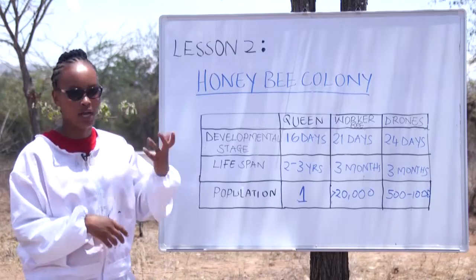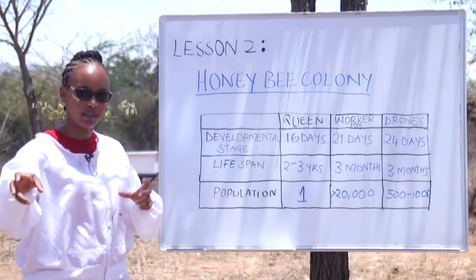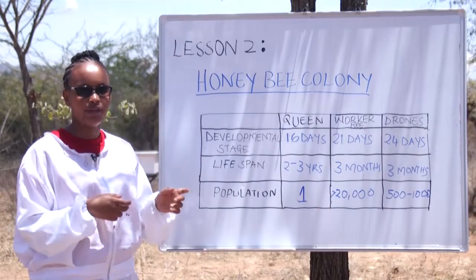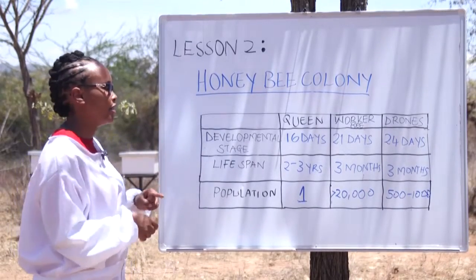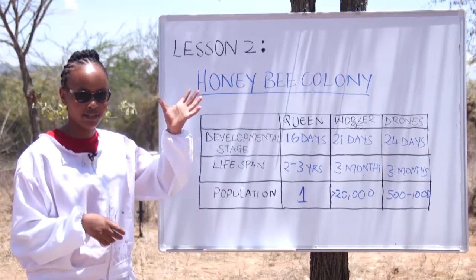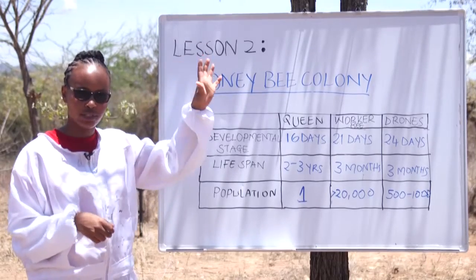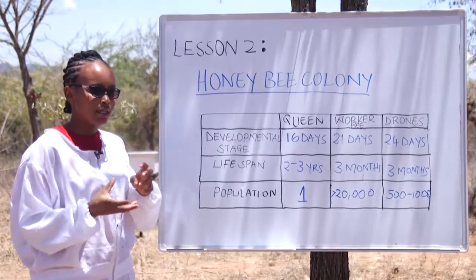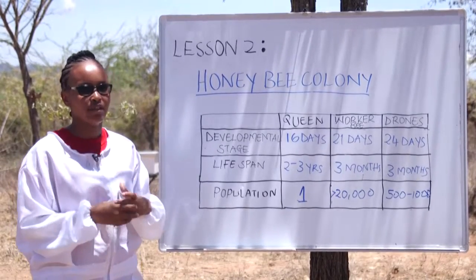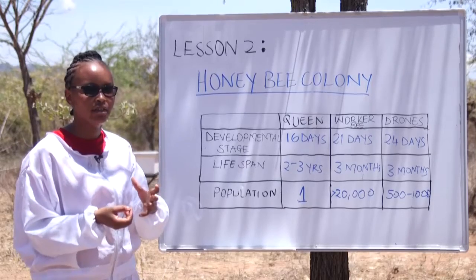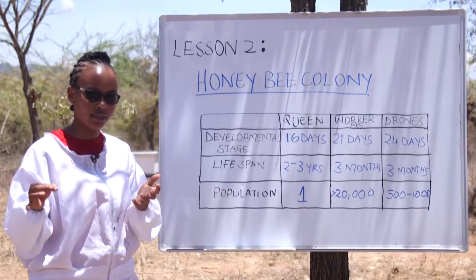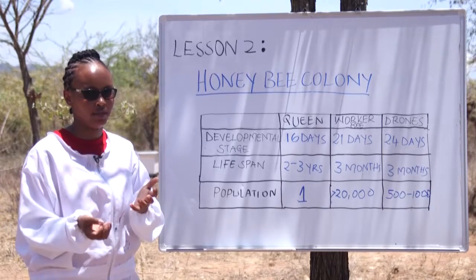The first one who hatches will kill the remaining cells, and if two queens hatch at the same time, they will fight to the death because only one queen can remain. Then that queen will take her first flight and go and mate with drones out there, and come back to the hive. From this point henceforth, her stinger will be modified to be an ovipositor, which is used to deposit the eggs into the cells, so she'll no longer be able to sting.